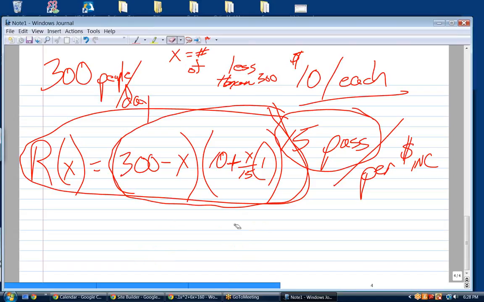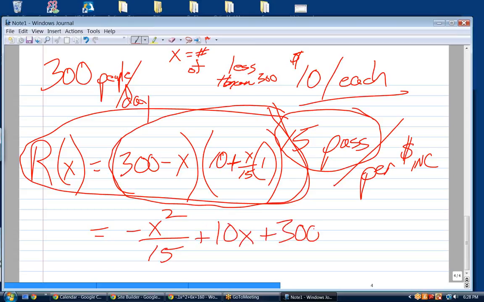Okay, x divided by 15. Okay. Window. So actually the function that you should be plotting is minus x squared over 15 plus 10x plus 3,000. Graph that function and find its vertex, or its maximum.